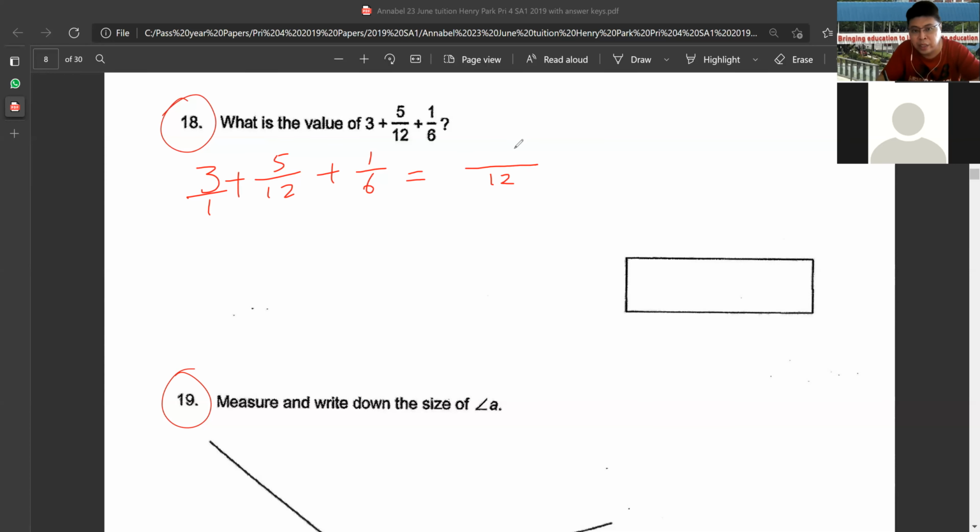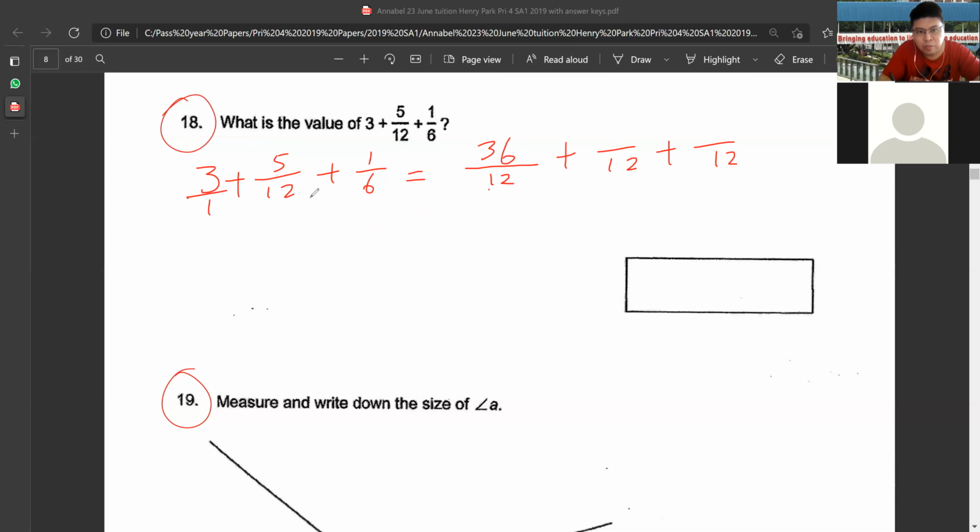Then 3 over 1 is how many over 12? Not 4 over 12. How did 1 become 12? Times 12. So here, what must you do? 12 times 3. Yeah, 12 times 3 is how many? 36. Good.